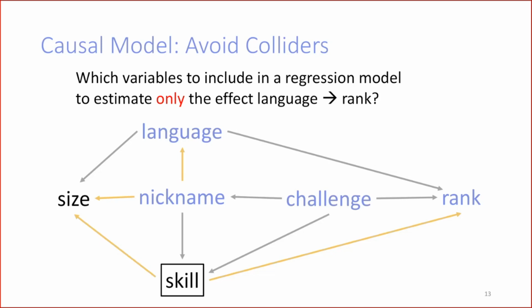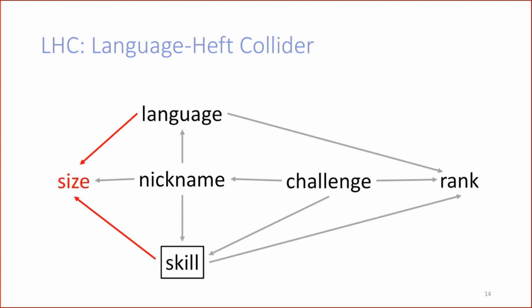Okay, and now I can finally explain the silly title of this talk. The LHC is not a Large Hadron Collider, but a language heft collider. Heft is like a synonym of size, and so in this case we have a collider, size, between language and rank. So that was just a play.